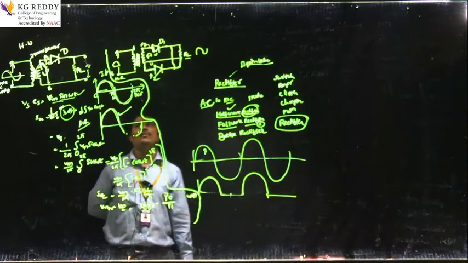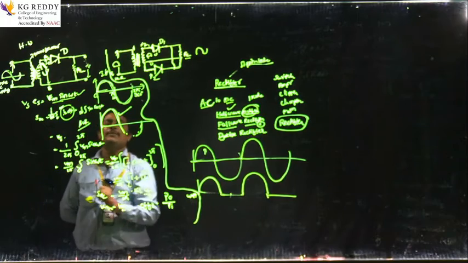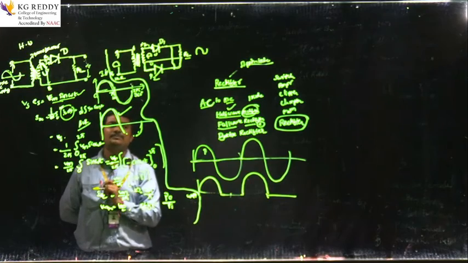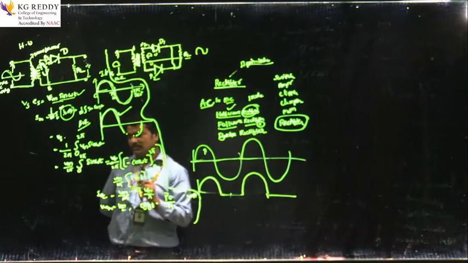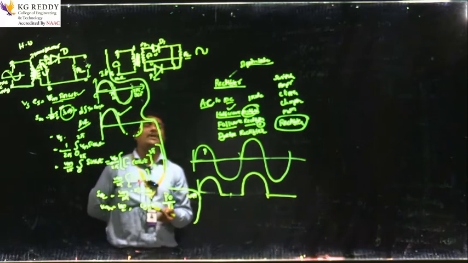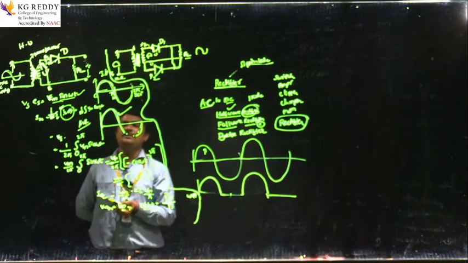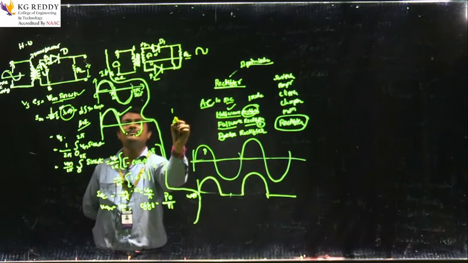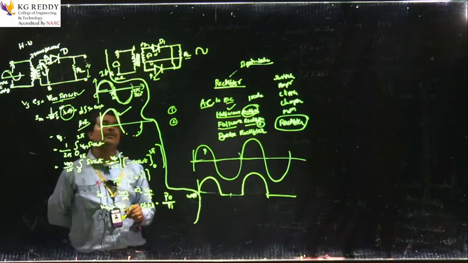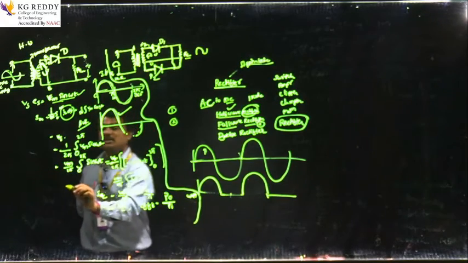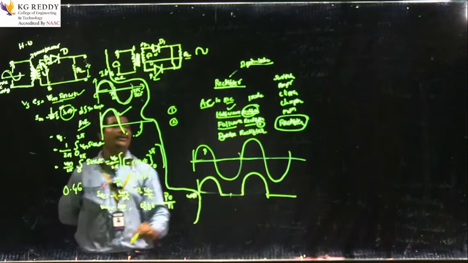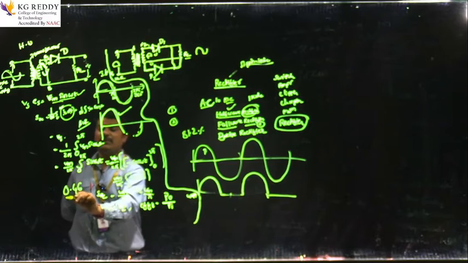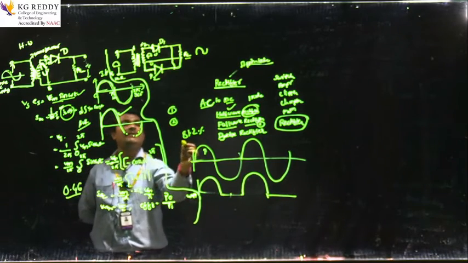What is the difference between a full wave rectifier and a half wave rectifier? A half wave rectifier consists of one diode, whereas a full wave rectifier consists of two diodes. Next, the efficiency of a half wave rectifier is 40.6 percent, and the efficiency of a full wave rectifier is 81.2 percent. It is always double: 40.6 plus 40.6 is 81.2.